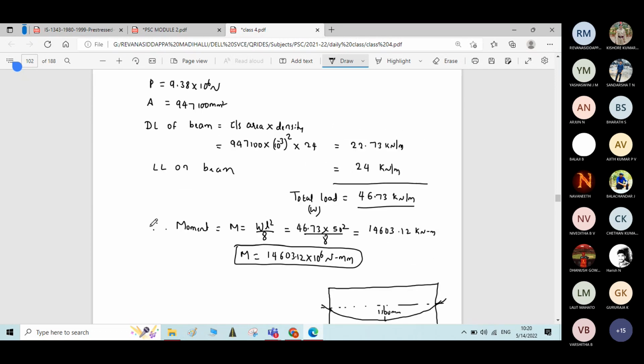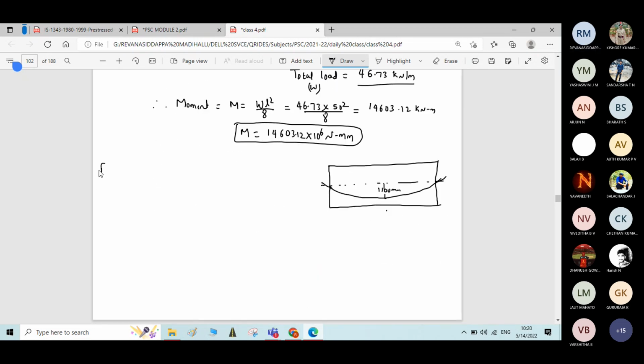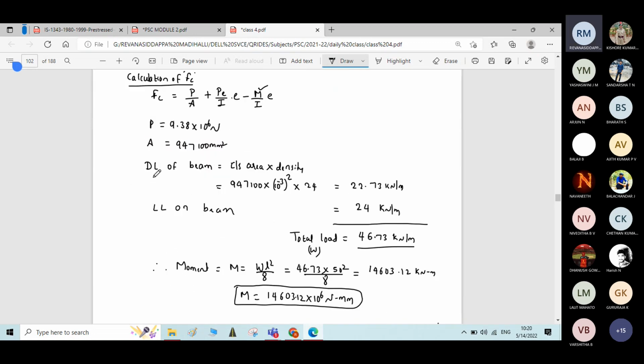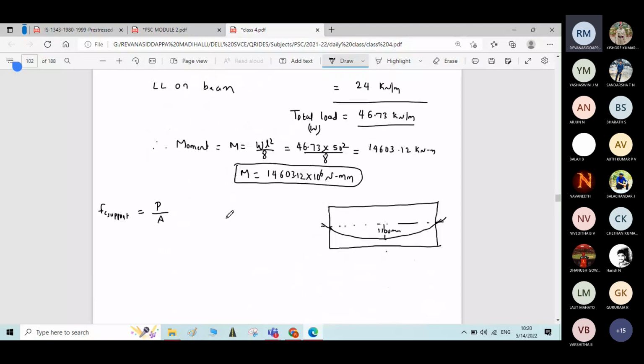Now I'll rewrite the above equation as FC support is equal to P by A plus P E by I into E, plus P E support, eccentricity at support, by I into E support, minus M by I into E, minus moment at support by I into E support.